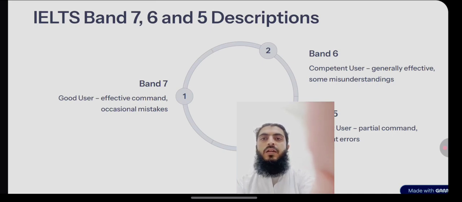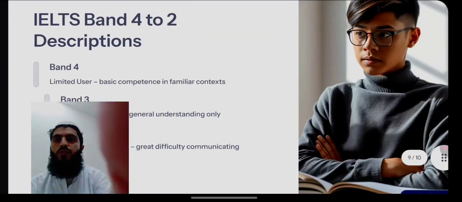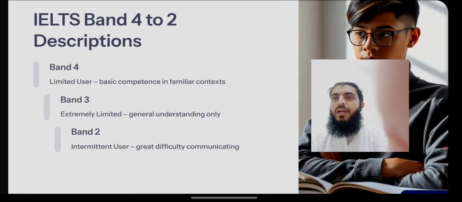A person with a 6 band is marked as a competent user, generally effective but still with some misunderstandings in some areas. Band 5 will be marked as a modest user, which means he has partial command over the language and frequent errors in each module. If anybody gets 4 bands, he will be marked as a limited user, which means he has very basic competence in familiar contexts.